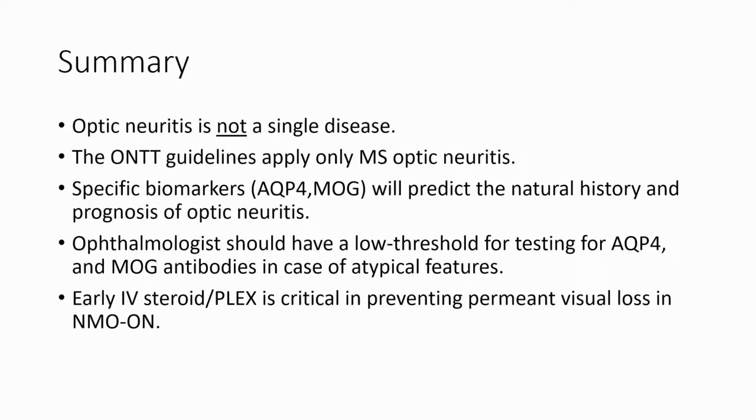So to summarize, optic neuritis is not a single disease anymore. And the ONTT guidelines really apply to only one type of optic neuritis, which is the MS-associated optic neuritis. Now we have specific biomarkers that have characterized and defined certain phenotypes of optic neuritis, and this will predict the natural history and prognosis and will guide the treatment. Ophthalmologists should have a low threshold for testing for these biomarkers in cases of optic neuritis presenting with atypical features, and early steroids and plasma exchange are important in preventing permanent visual loss, particularly in NMO optic neuritis. Thank you.